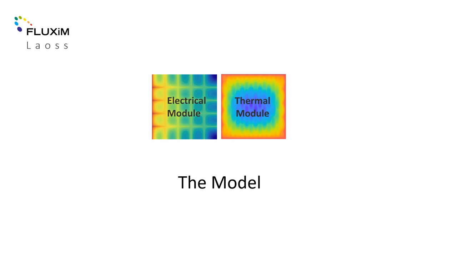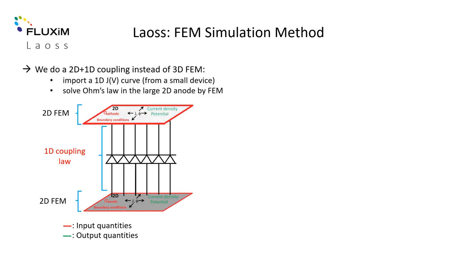Let's start with the electrical and thermal module of Laoss. Before we show real applications, we will briefly explain the model and the necessary input provided by the user. The electrothermal part of Laoss is based on a finite element method. On the 2 electrodes we solve Ohm's law in 2 dimensions. They are coupled by a user-defined one-dimensional coupling law.